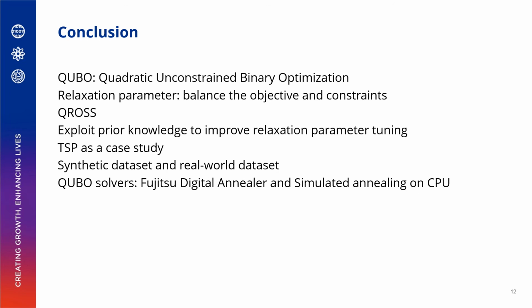Conclusion: problems in QUBO format can benefit from emerging computing technology, for example, quantum computing. Relaxation parameter balances the objective and constraints in QUBO. The choice of relaxation parameter is critical to the quality of the solution. We propose QROSS, which exploits prior knowledge to improve relaxation parameter tuning.